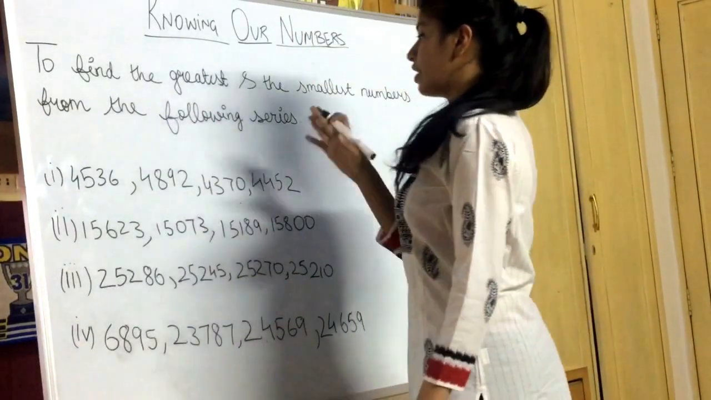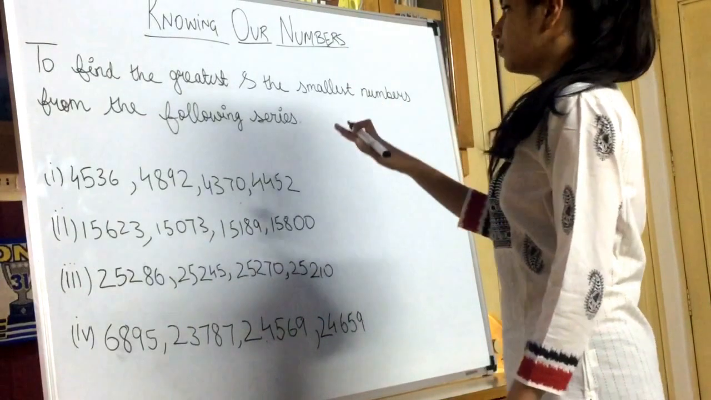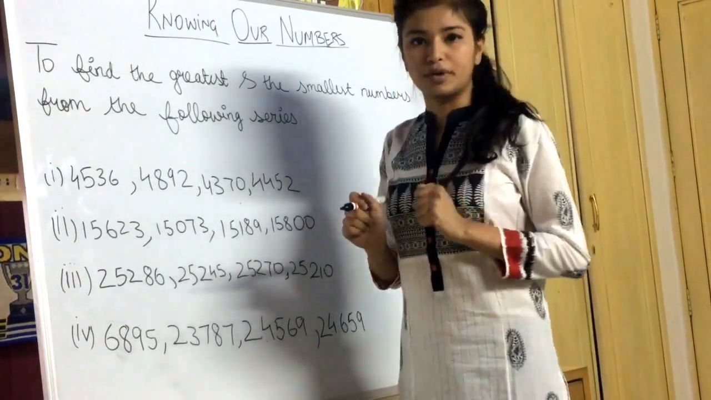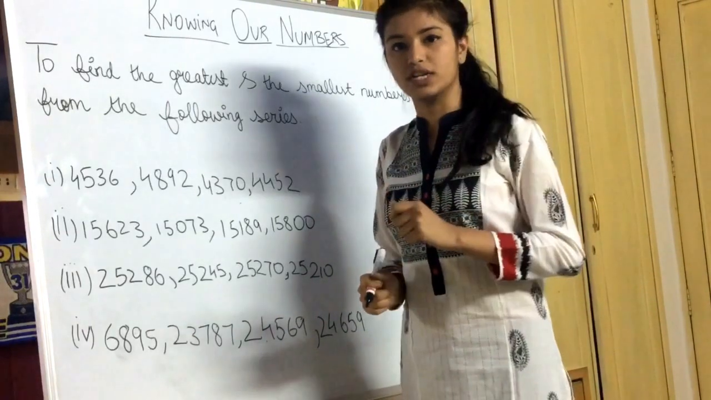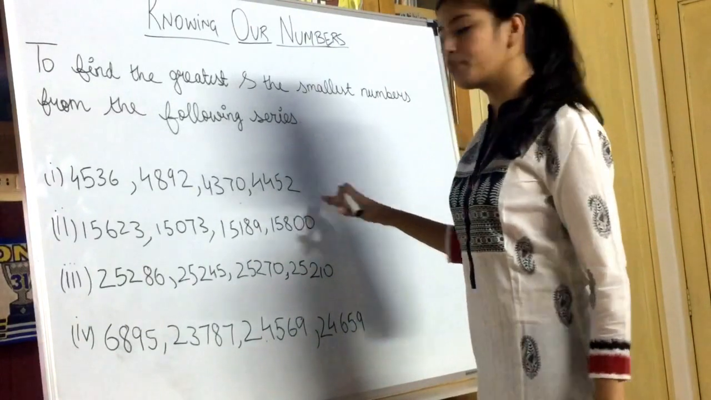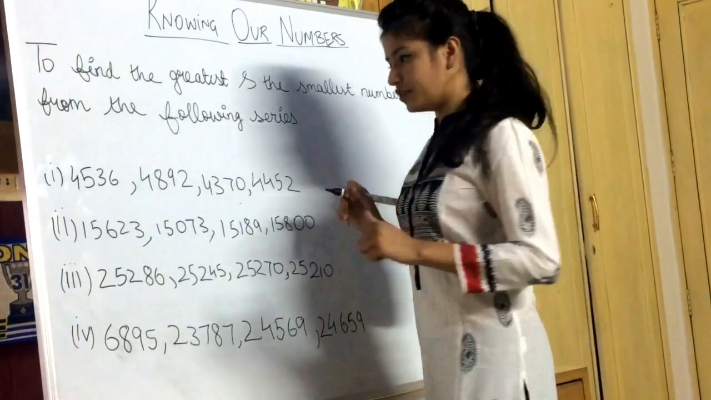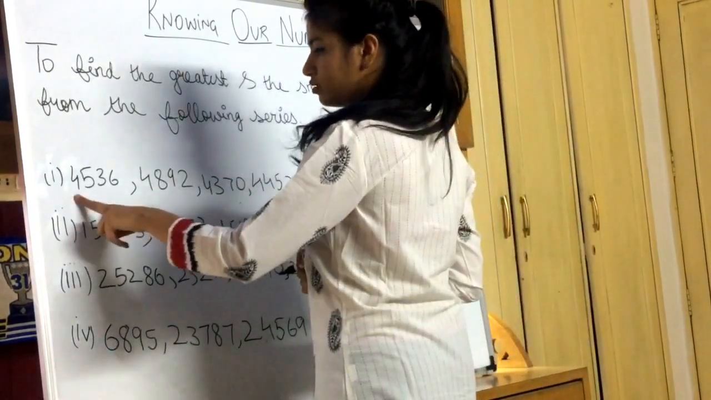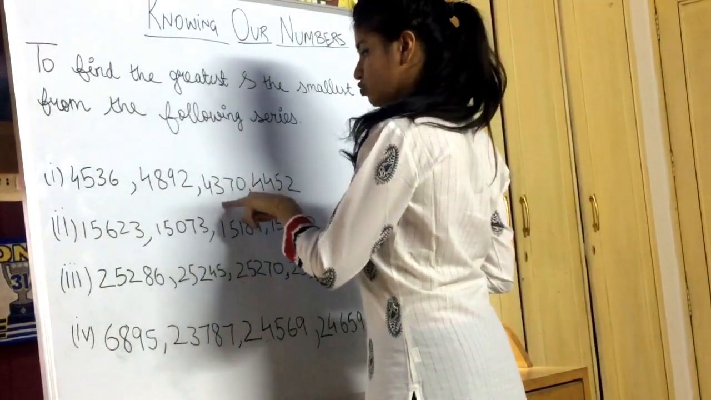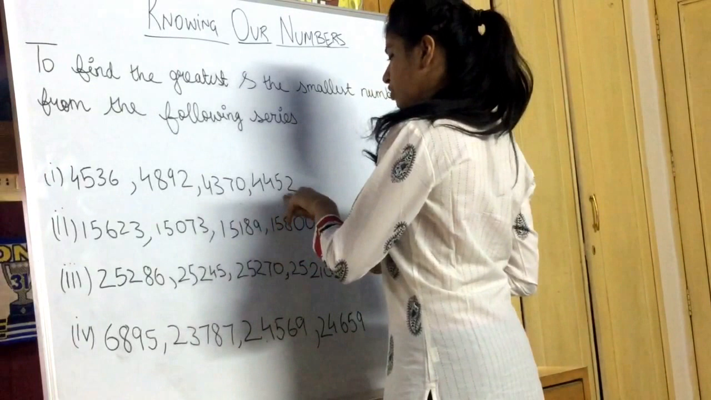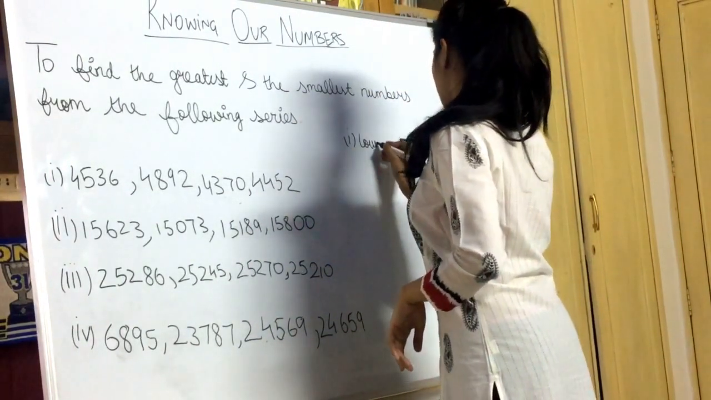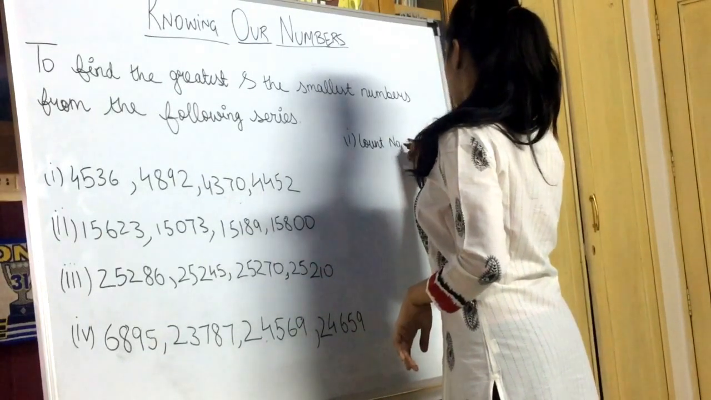So our question is to find the greatest and the smallest number from the following series. When you're given a series of numbers and we have to find the greatest and the smallest, our very first step is to count the number of digits in each number. So we start counting the number of digits. The number of digits is 1, 2, 3, 4. So our first step is to count the number of digits.